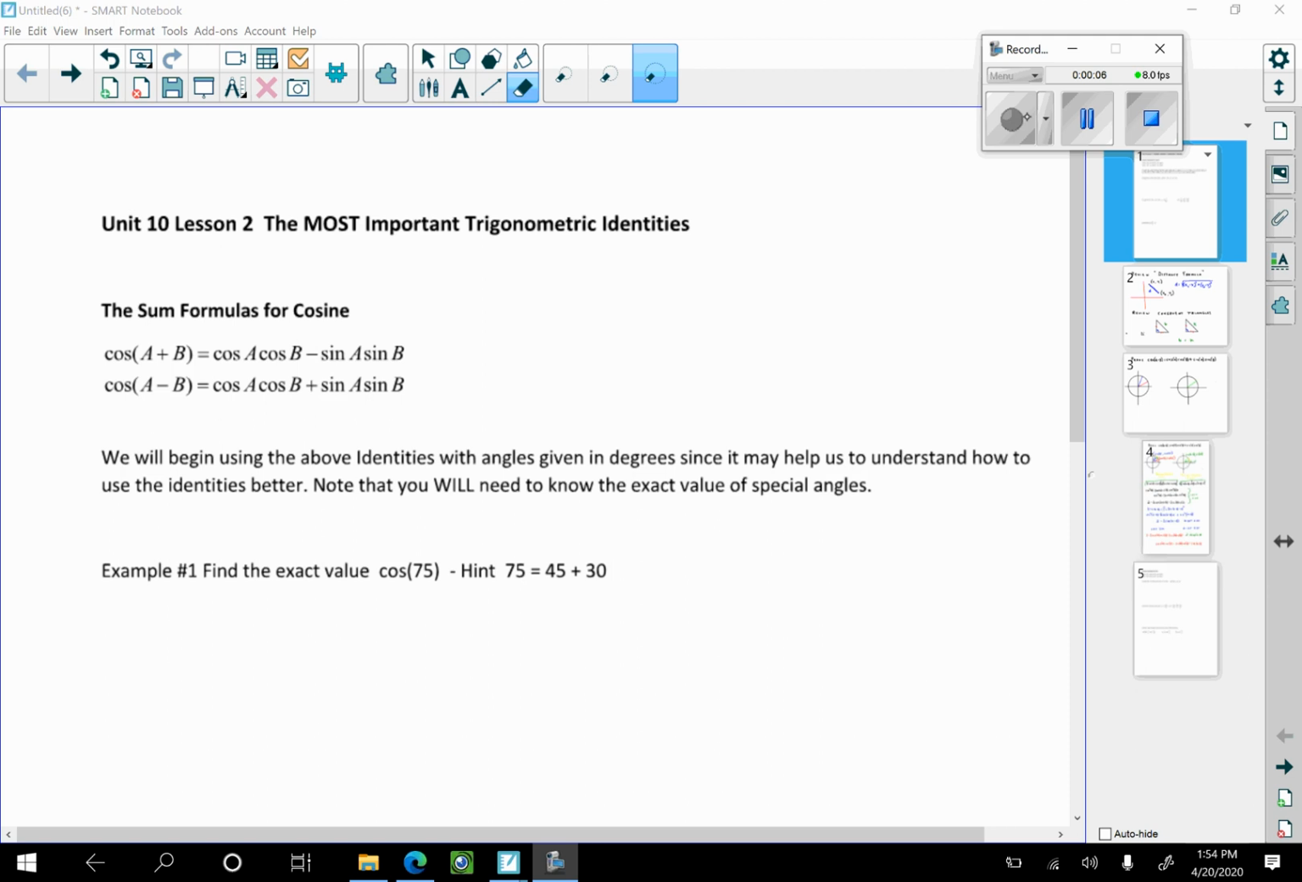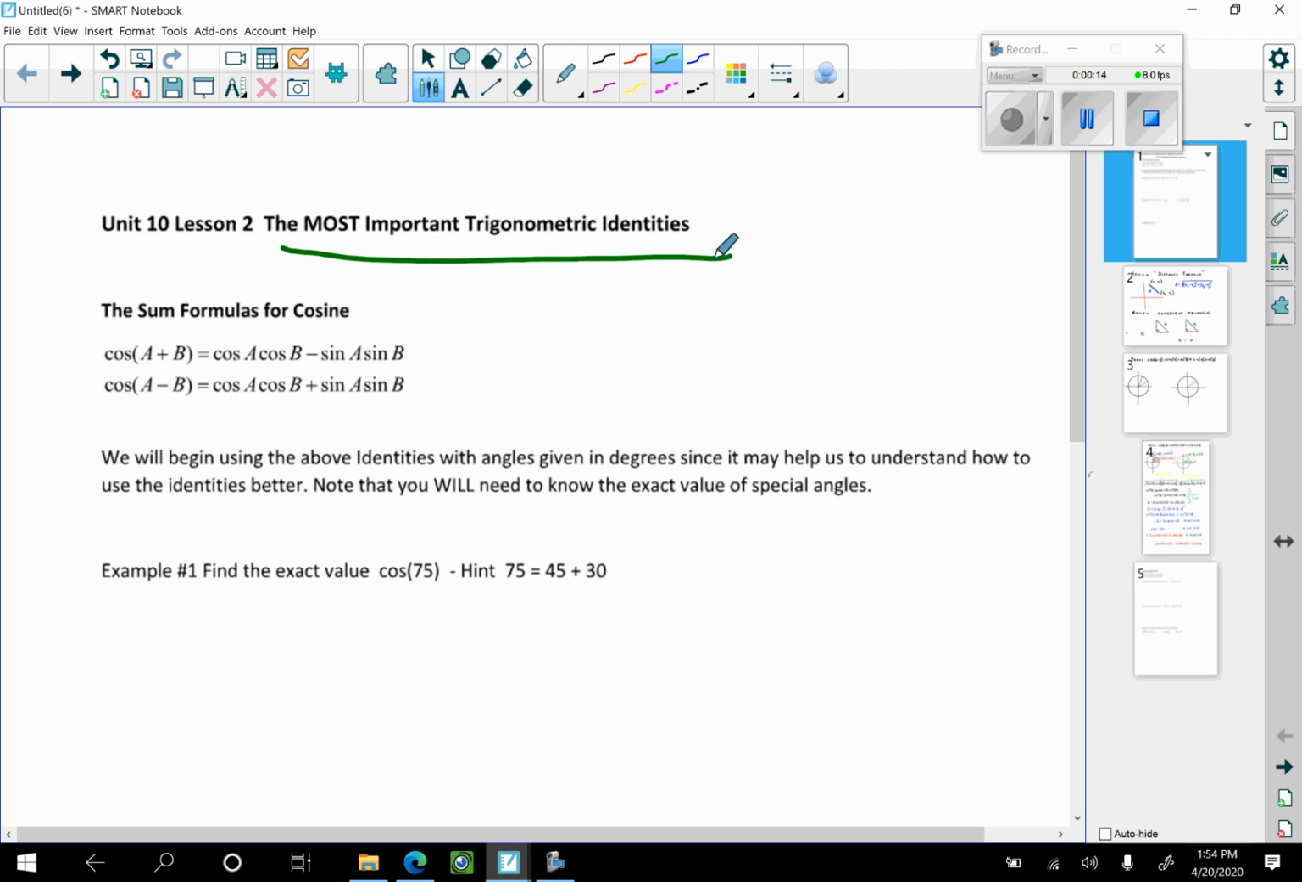Today we're going to jump right into Unit 10, Lesson 2, trigonometric identities. These are very important identities. We're going to use these in calculus next year, so this will be an important lesson.